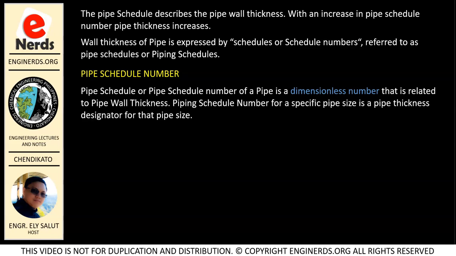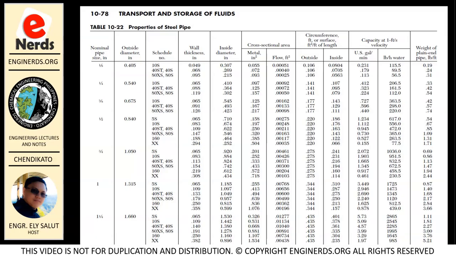The piping schedule number for a specific pipe size is a pipe thickness designator for that pipe size. Okay, and in order to have a clear vision about this one, let us have a look at this table. So, kapag nagsosolve tayo ng problems na merong given about schedule numbers ng pipe, this table will be very useful. And this was taken from the 8th edition ng ating Perry's Chemical Engineering Handbook. But actually, yung mga data na ito is galing din sa Mechanical Engineering Standards. No? Mamaya ipapakita natin siya.